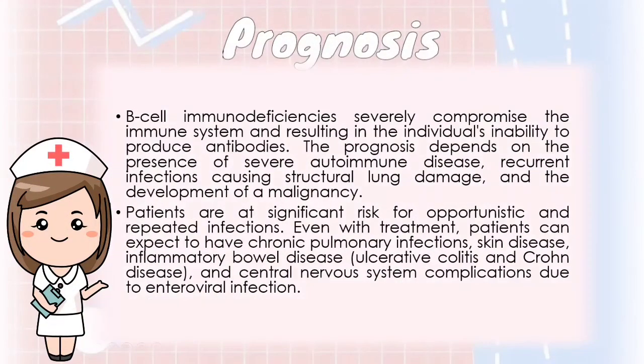Prognosis. B-cell immunodeficiencies severely compromise the immune system, resulting in the individual's inability to produce antibodies. The prognosis depends on the presence of severe autoimmune disease, recurrent infections causing structural lung damage, and the development of a malignancy. Patients are at risk for opportunistic and repeated infections.